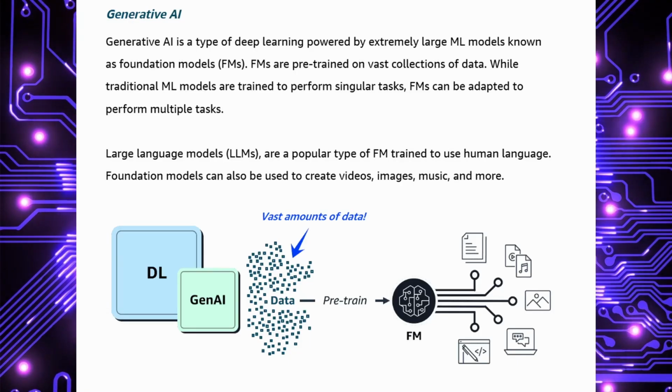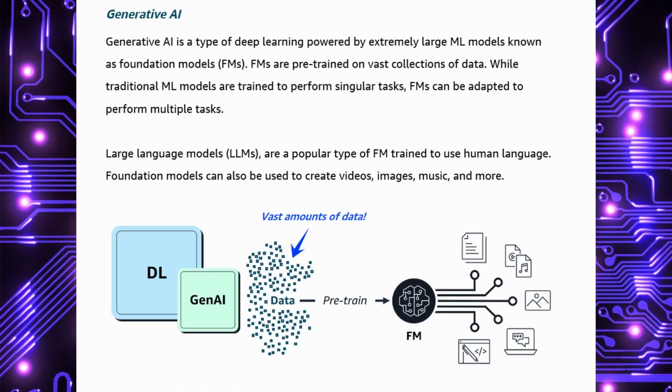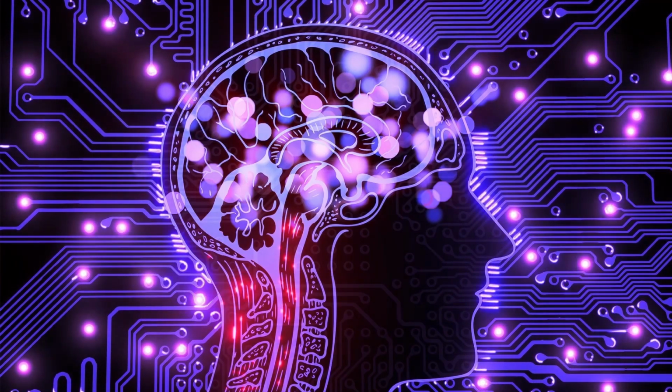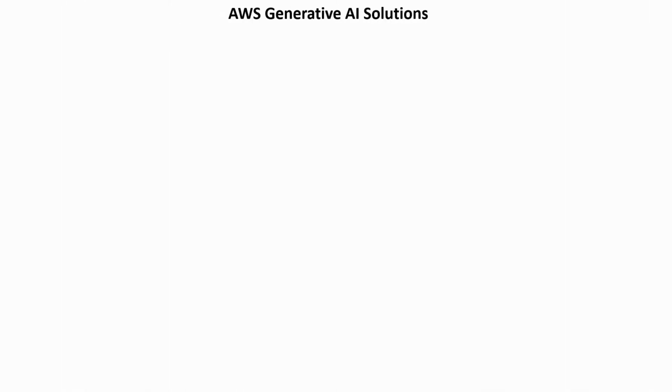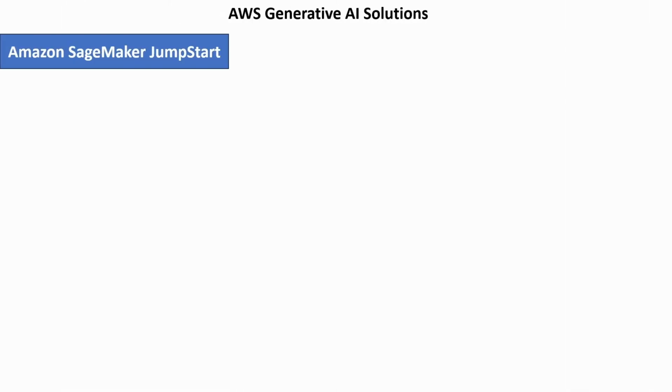Generative AI is powered by foundation models. These are the giants of the AI world. Unlike old models that could only do one thing, these can be adapted for a million different tasks. On AWS, you have got three big ways to play with this: SageMaker JumpStart, Amazon Bedrock, and Amazon Q.